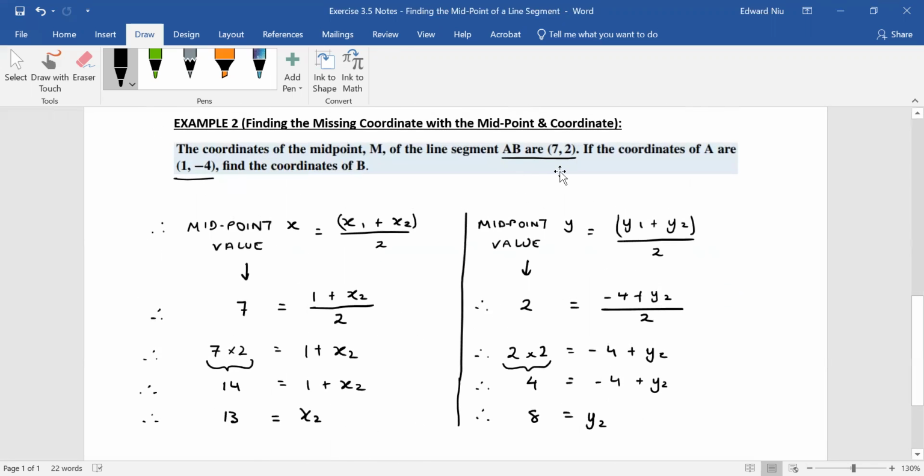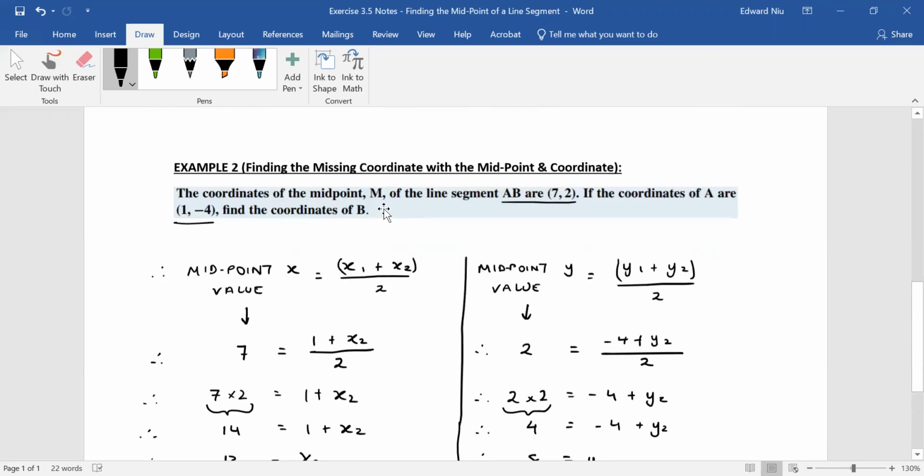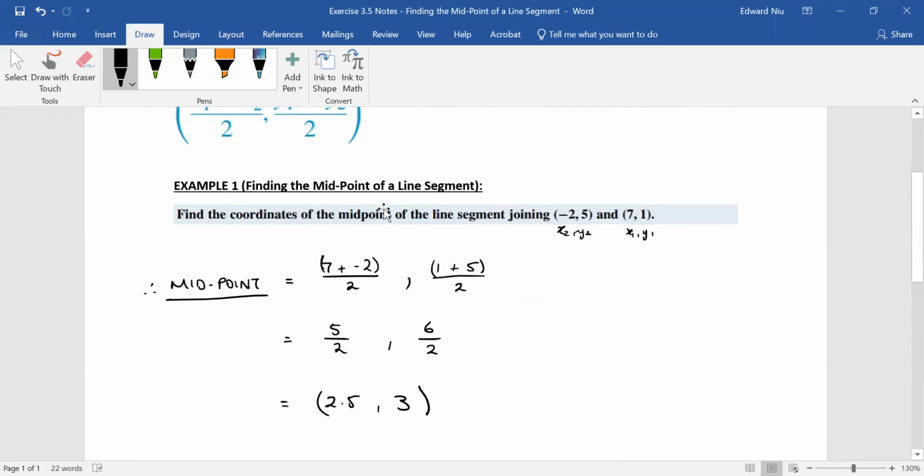Sometimes I'll give you a midpoint's coordinates and then one other coordinate, to find the missing original coordinate, which is what we did in example 2. Sometimes I'll give you examples where you have to find the midpoint's coordinates with 2 points.